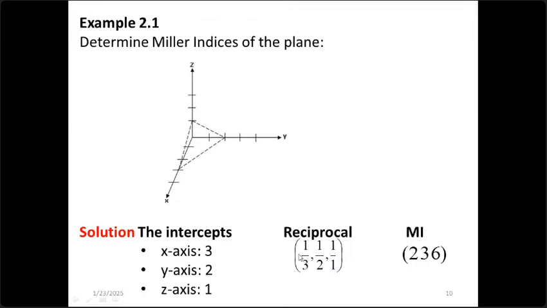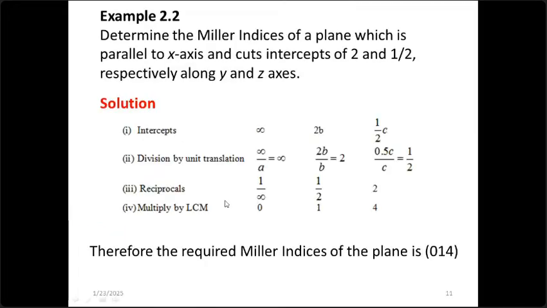The LCM is 6. So I will multiply each one of the reciprocals with the LCM. 1 over 3 multiplied by 6 is 2. 1 over 2 multiplied by 6 is 3. 1 over 1 multiplied by 6 is 6. So the Miller indices are 2, 3, 6. We don't read as 236, we read as 2, 3, 6. And we don't separate with commas. That is the convention. But you can see the reciprocals are separated with commas just for clarity.